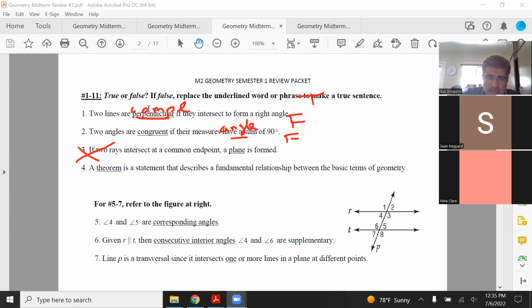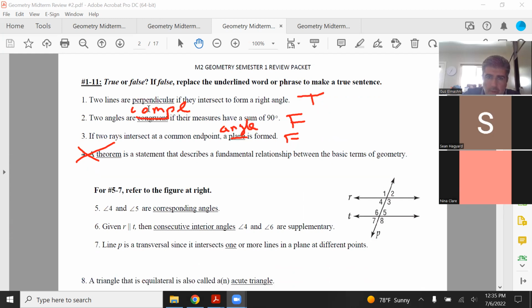And then don't worry about 4, that was kind of weird. 1 was true, 2 and 3 are both false. 2 angles are complementary, they have to add to 90. 2 rays intersect at a common endpoint. An angle is formed, not a plane. Okay.